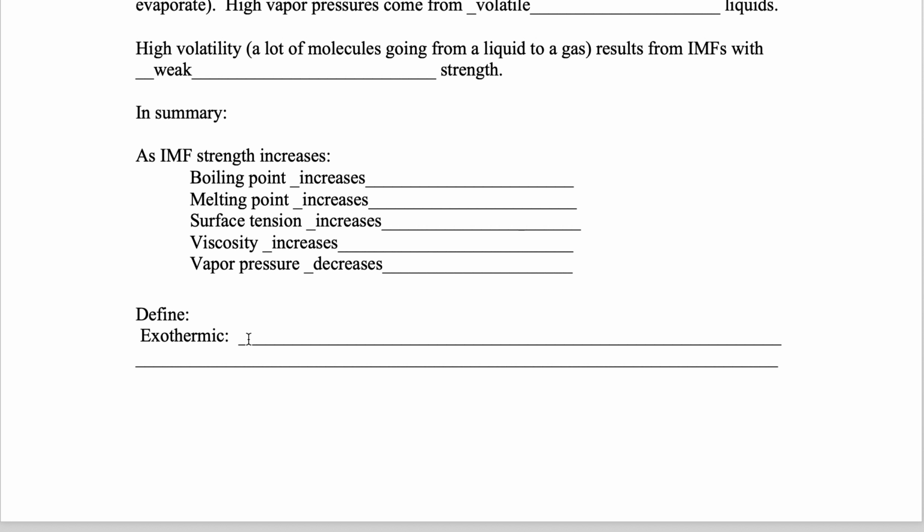Alrighty then. And then we need the following terms. And the reason being is that phase changes are energetic processes. They involve the absorption of energy or the release of energy. And these are the terms that go along with that. So exo from biology means outside. An exoskeleton is a bug that has the skeleton on the outside of its body. So outside heat.